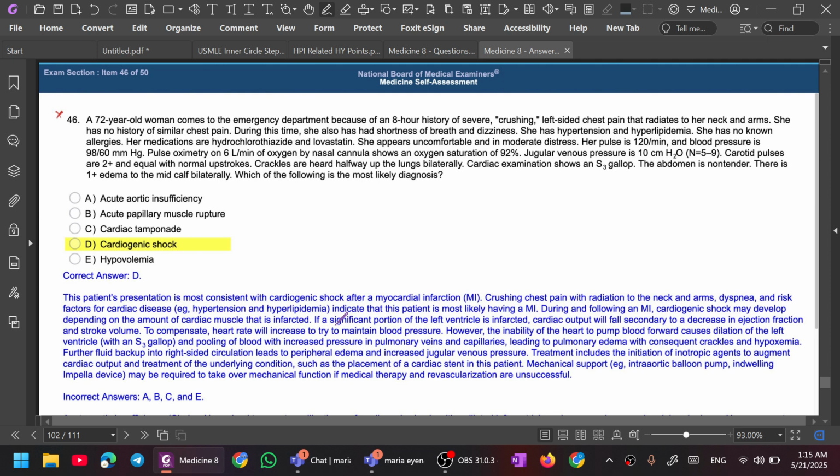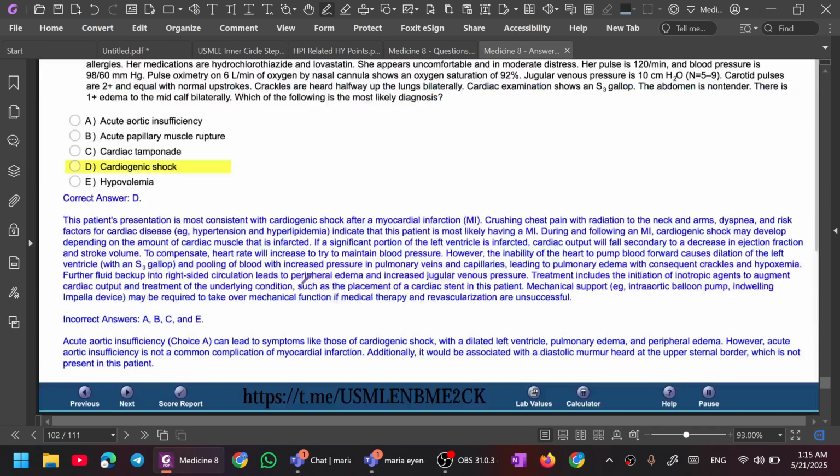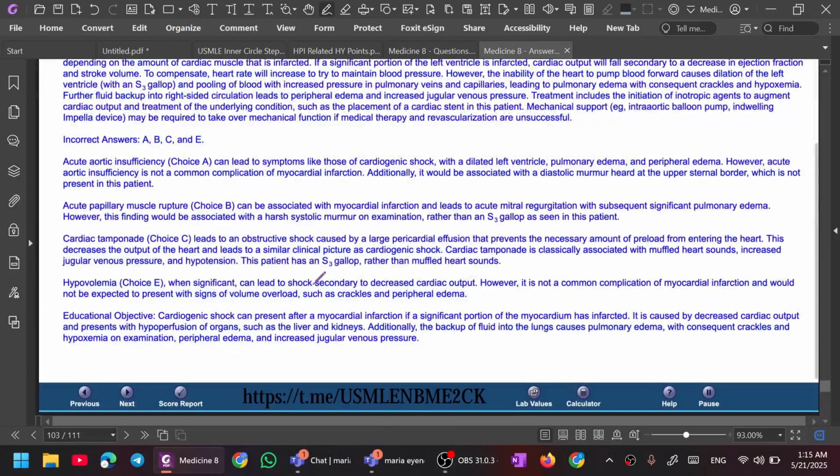Acute aortic insufficiency can lead to symptoms like those of cardiogenic shock, with dilated left ventricle, pulmonary edema, and peripheral edema. However, acute aortic insufficiency is not a common complication of MI. Additionally, it would be associated with a diastolic murmur heard at the upper sternal border, which is not present in this patient.